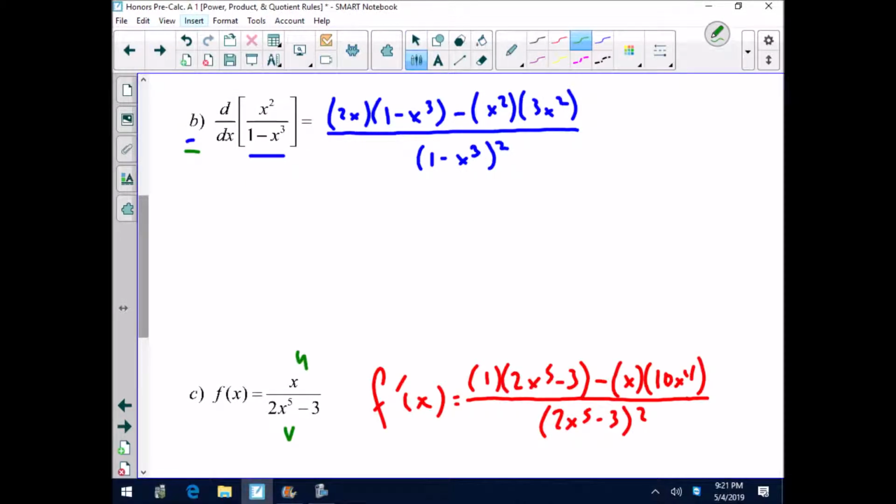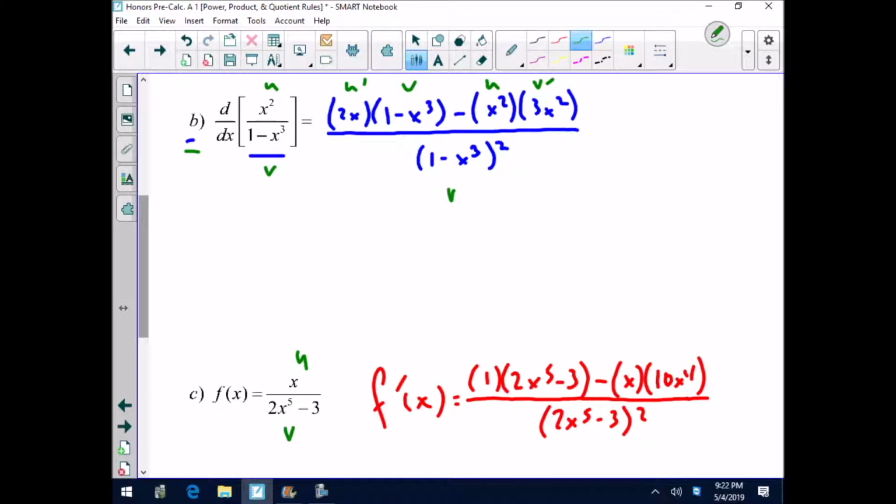All right, so for our first function with our u of x squared divided by our v of 1 minus x cubed, we've got our u prime v as 2x times 1 minus x cubed minus our u v prime as x squared times 3x squared. And then in our denominator, we've got our v squared as 1 minus x cubed squared.